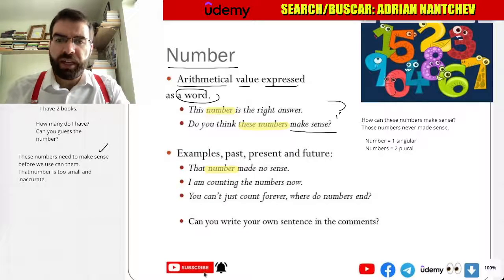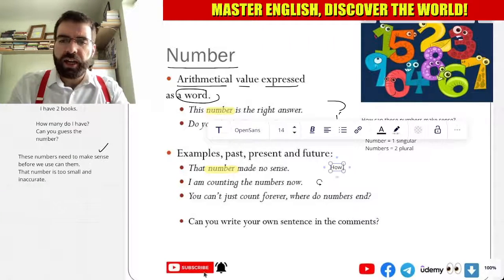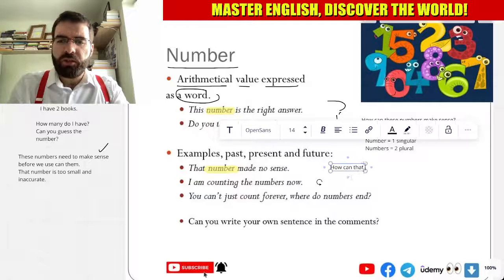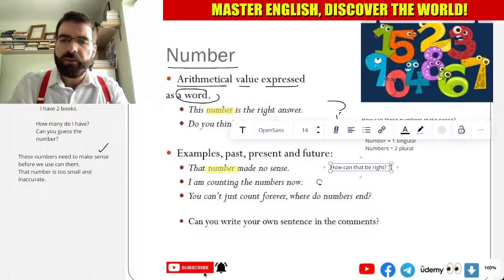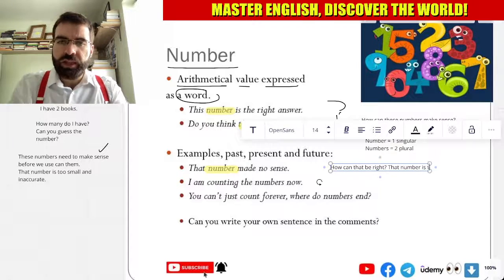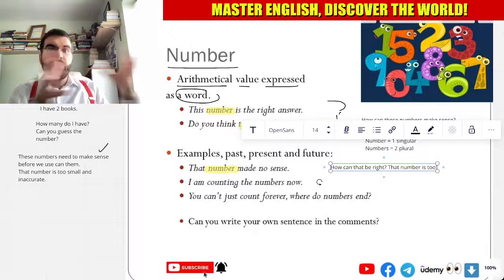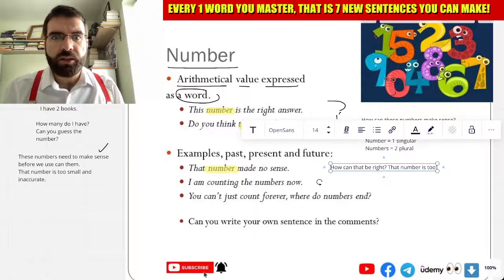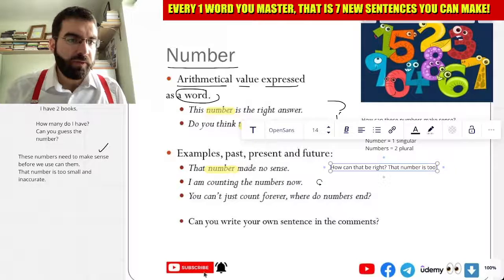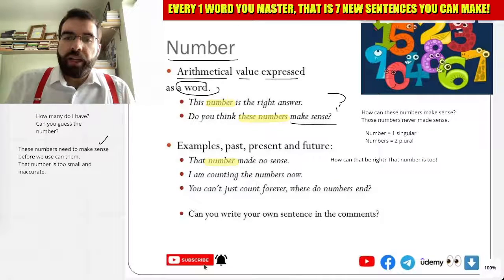That number is too big. How can that be right? That number is too big. It's too long. It's too complex. Something's not right here. I'm counting the numbers now.